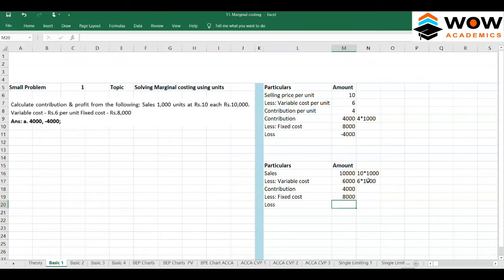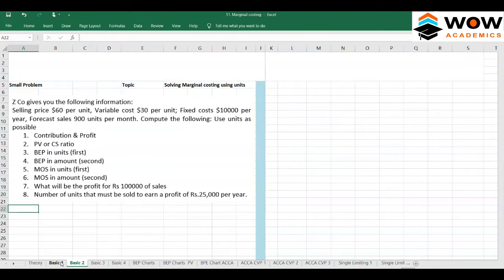Loss is 4,000. So the key numbers are this profit or loss, and the contribution. However you do it, you will end up with a similar answer only. As we do the sums, we'll get an idea about it. We'll move on to the next problem.